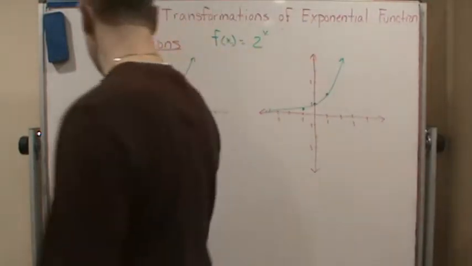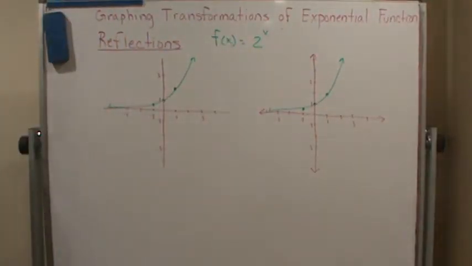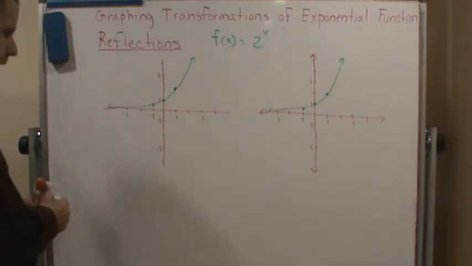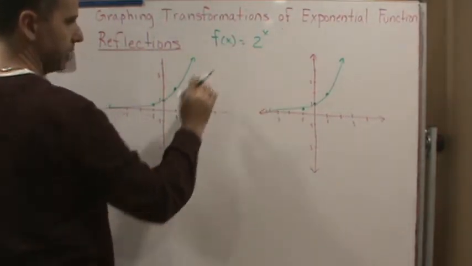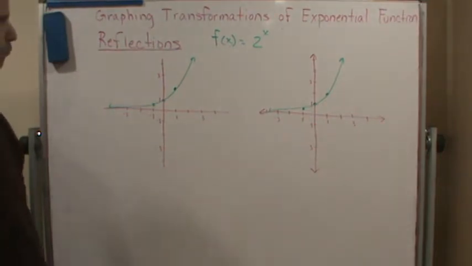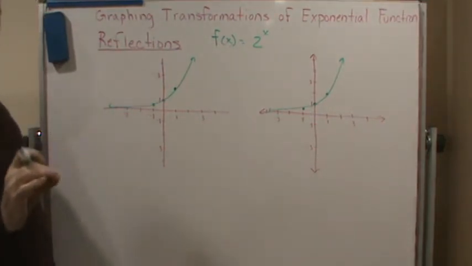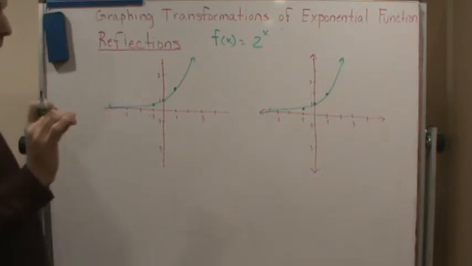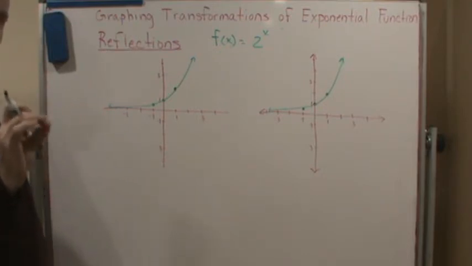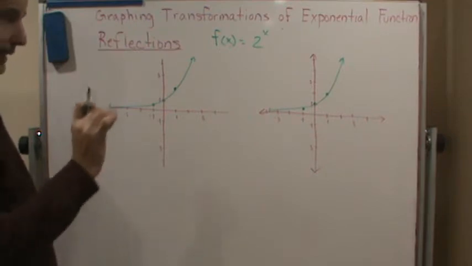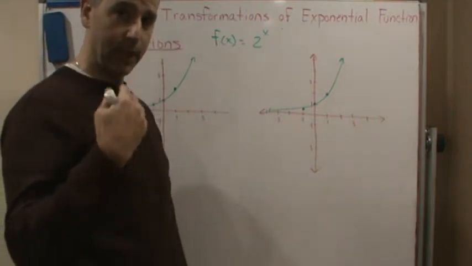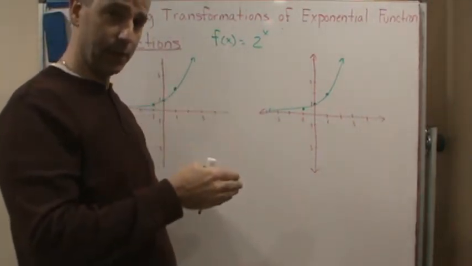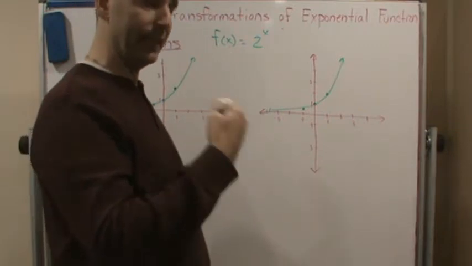Let's talk about reflections across the y-axis first. So we have our function. Again, these are the same function, f of x equals 2 to the x. This has to deal with whenever you're multiplying by -1 inside the function or outside the function. That's what a reflection is. Am I multiplying by -1 outside the function, or am I multiplying by -1 inside the function?